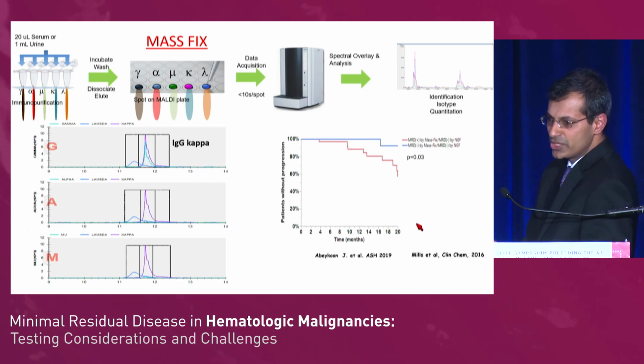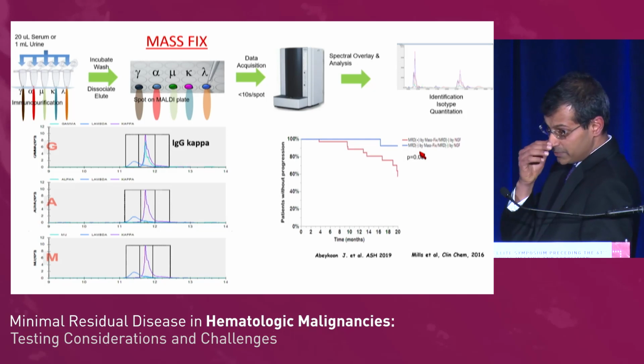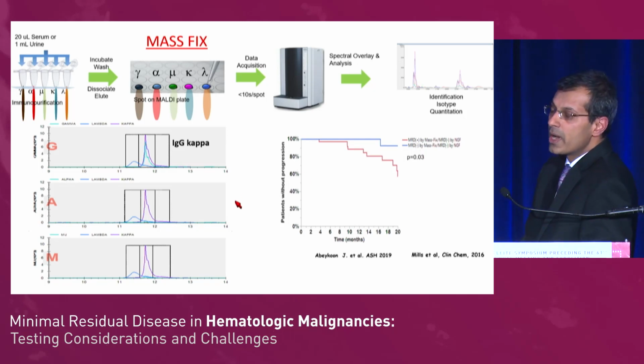In fact, there's a poster from our institution that would be presented, and what you can see in this poster is that patients who were in complete remission based on immunofixation and were MRD negative at day 100 post-transplant were having a good overall outcome only if they were MRD negative by MassFix as well. By contrast, the progression-free survival was much lower for patients who were MRD negative but MassFix positive.